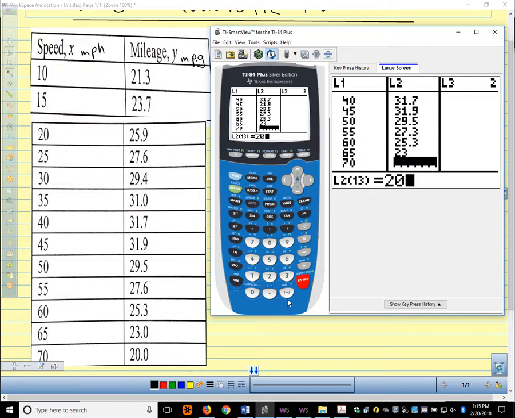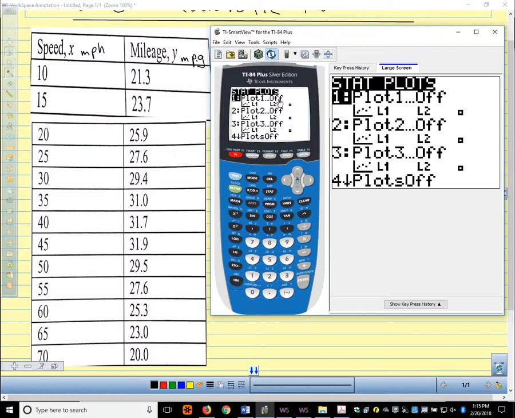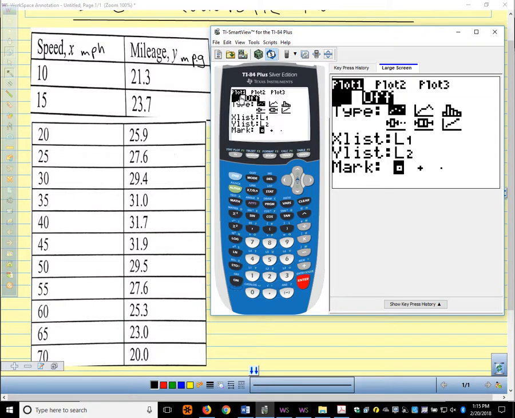Everybody good there? All right, so we want to plot this data to get an idea of what kind of model we're going to construct. So to plot the data, we're going to go to the second y equals. It says stat plot above the y equals button. So second stat plot. And we're going to turn one of those on. So I'm in stat plot 1 here. Just hit enter. My cursor is flashing over on. Hit enter. So my stat plot is on. This says my x's are coming from list 1, my y's are coming from list 2. It's going to put a little square for each point.